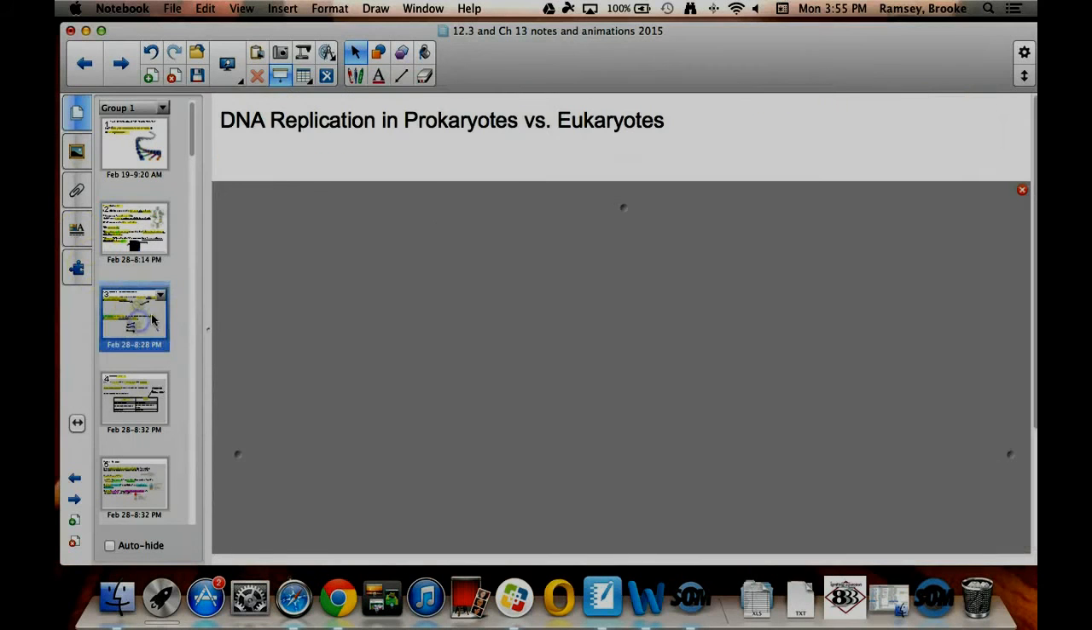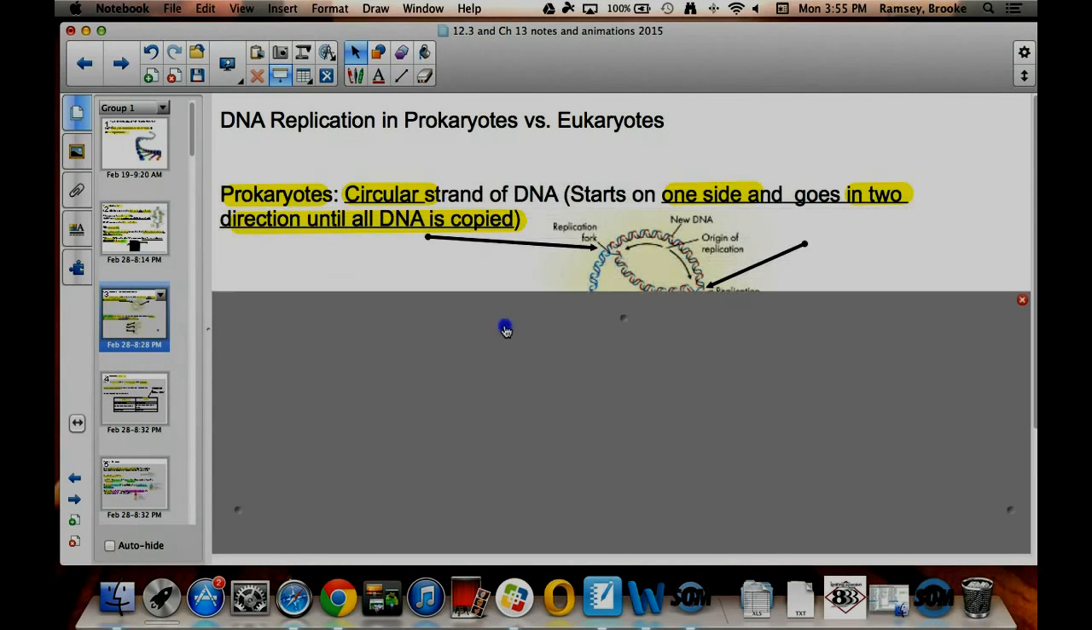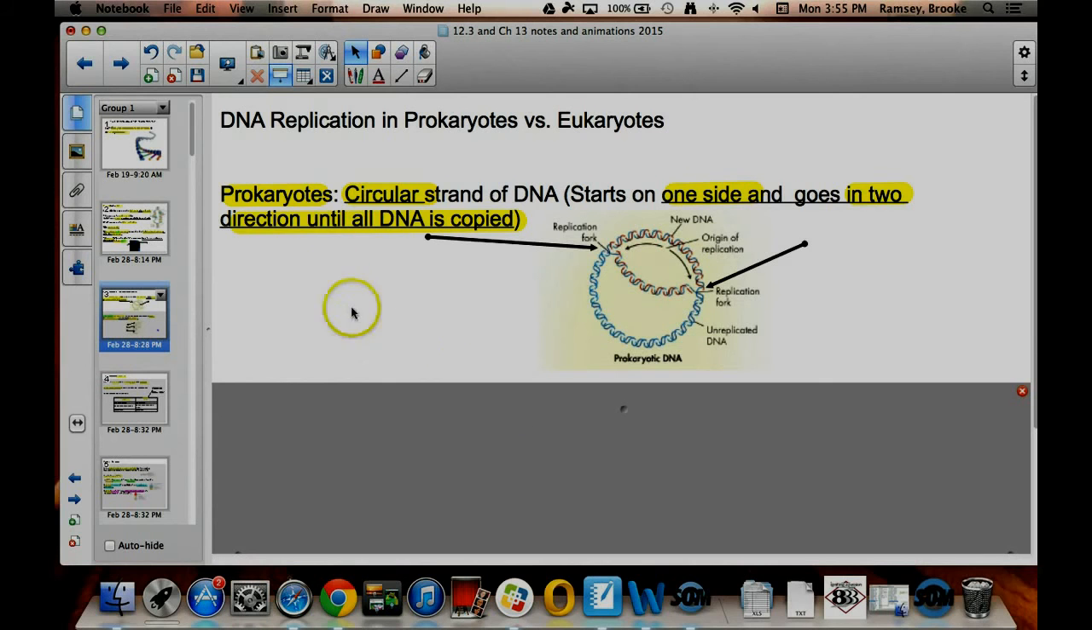All right, so there are differences between DNA replication in prokaryotes and in eukaryotes. In prokaryotes, remember, think back to our unit on cells when we talked about prokaryotes. Bacteria are examples where they have circular DNA, one long circular strand that's connected. So what happens is they basically just unzip at one side, and they just zip, zip, all the way around until they get to the end of the circle.